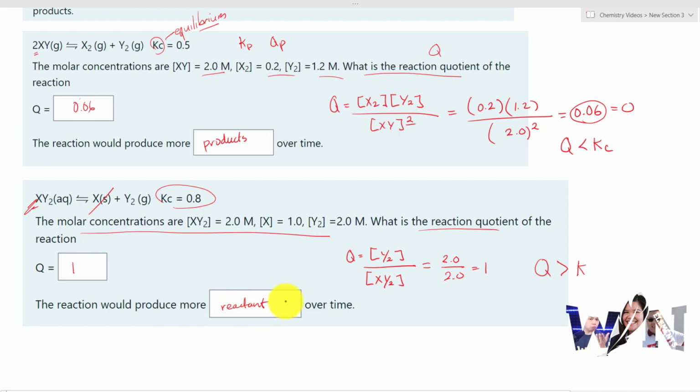And again, if you don't remember, write this in terms of product over reactant. The only way that's possible is that you have more product in order to have a larger value that's greater than K. So again, please take the time to write out the problem and work one step at a time. And if you have a question, take a picture of your work, put it in the forum, and we will do our best to support you from there.